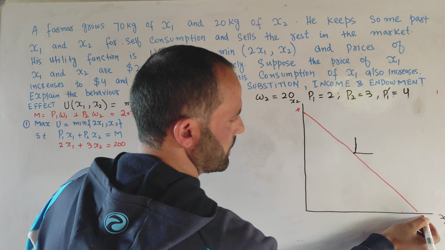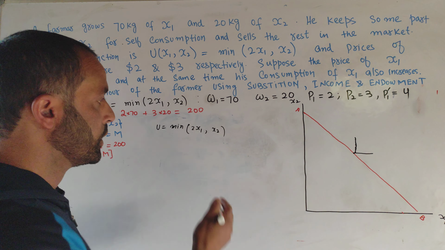We have P1, P2 and income. Okay, now consumer's equilibrium is, in this case, when we solve the Leontief utility function, so we have the min function: u is equal to the minimum of 2x1 comma x2.